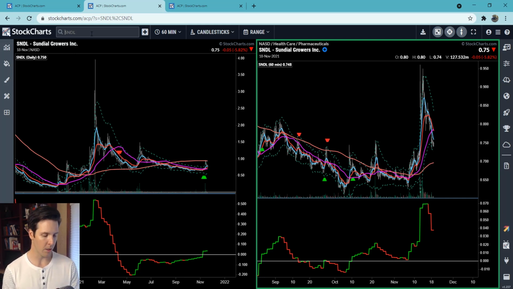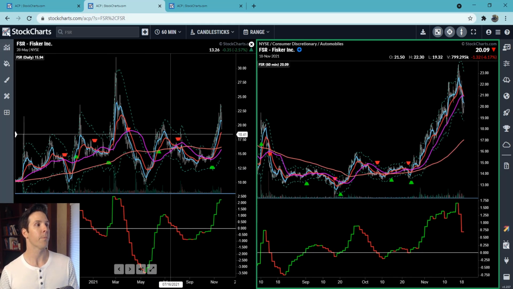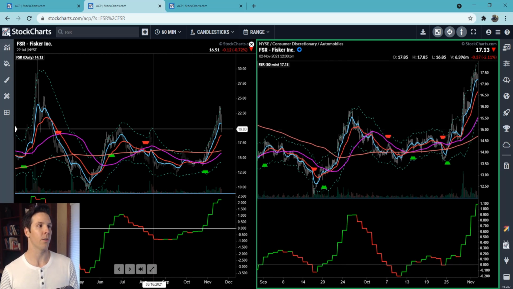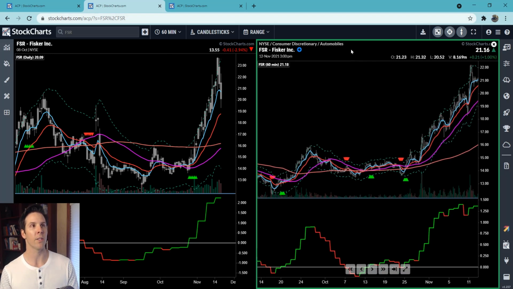All right, then another one that we can be looking at is FSR, not to be confused with First Solar. This is the electric car maker Fisker. So again, we're going to be looking at how the Moxie indicator works between the two time frames. So number one, look at this.